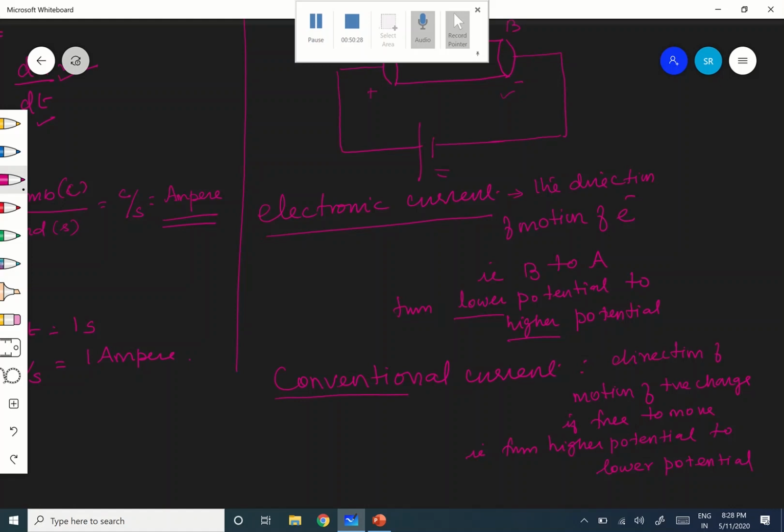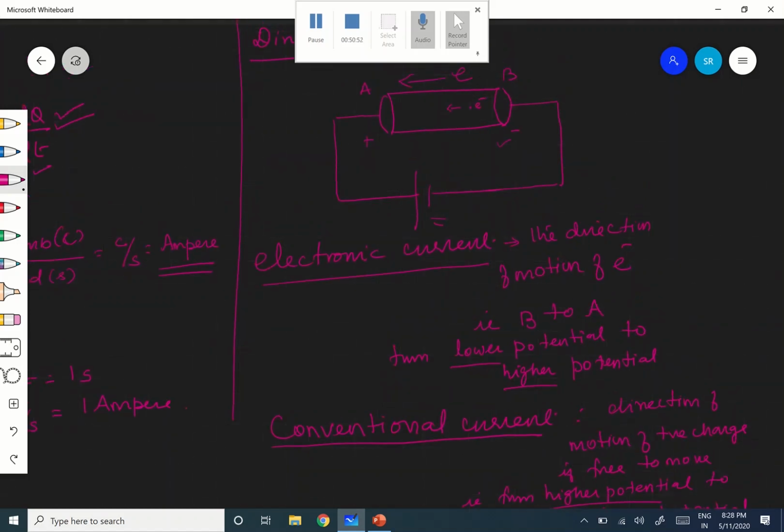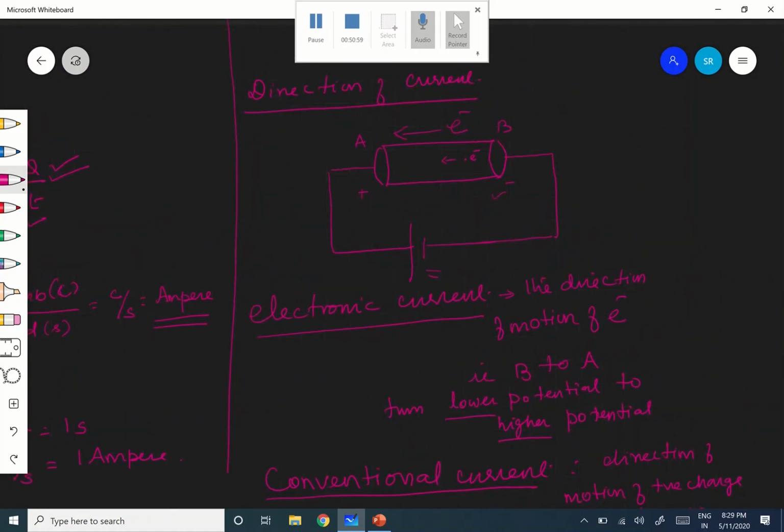We are using conventional current, the direction of motion of positive charge. Positive charge will move only from higher potential to lower potential. Only electrons flow from lower potential to higher potential. But positive charge, if free to move, moves only from higher potential to lower potential. Therefore, the conventional current will be in this direction, but electronic current will be in the opposite direction. Conventional current and electronic current are in opposite directions.